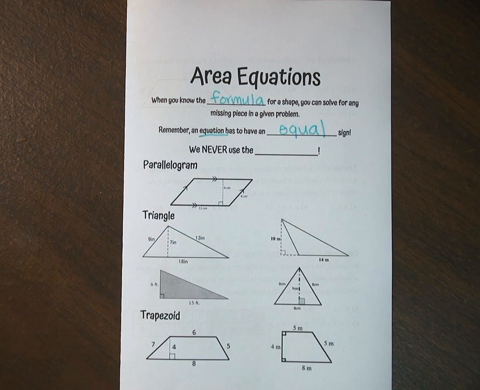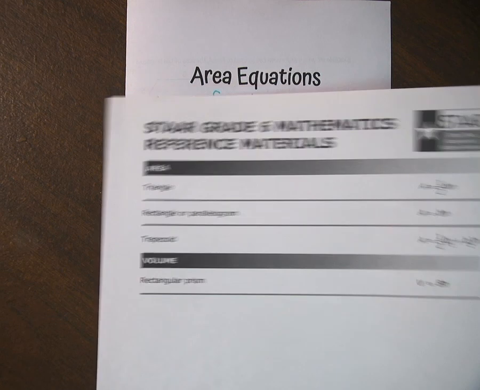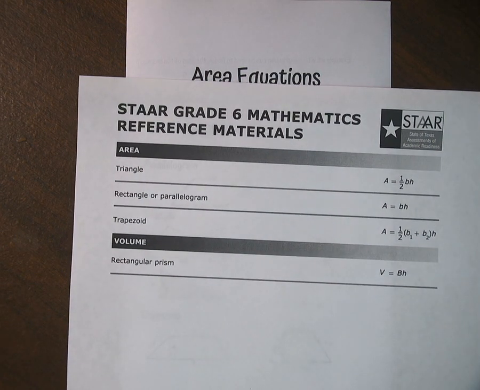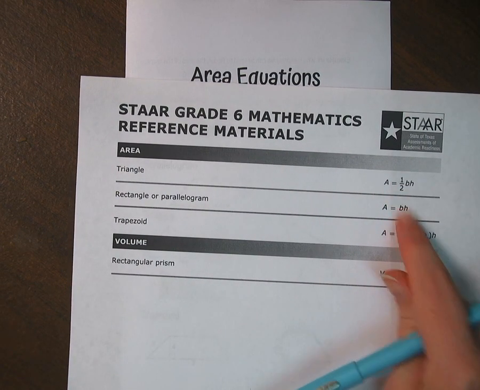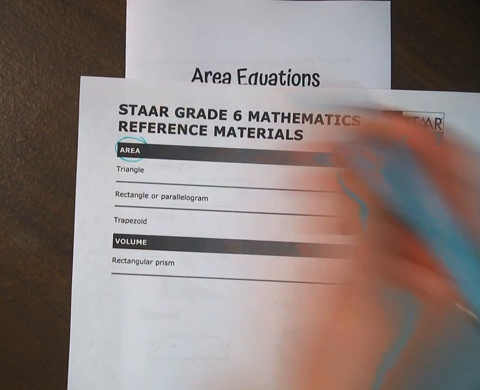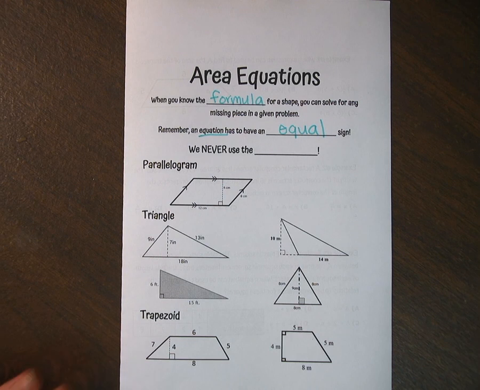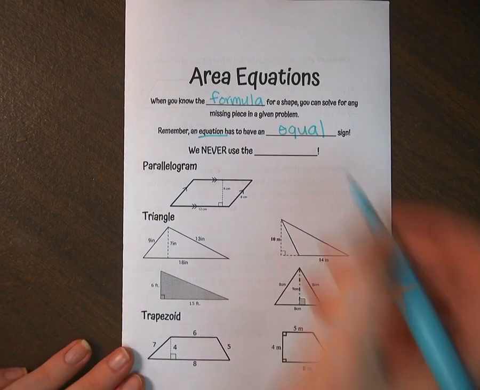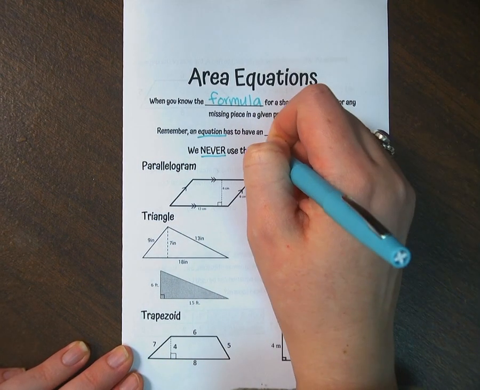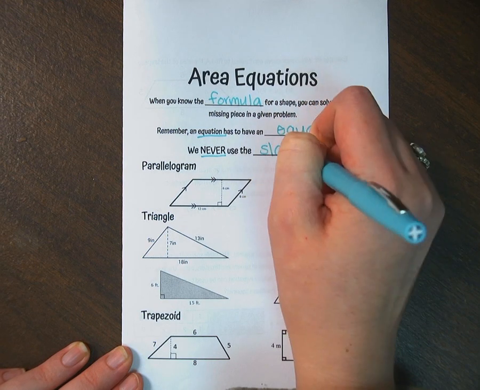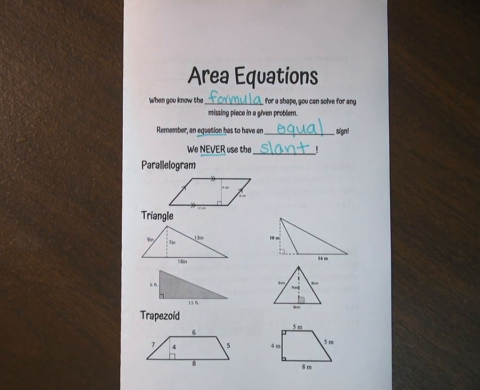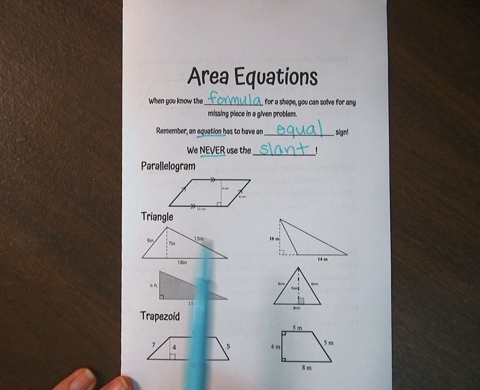And all of those formulas and equations come from our star chart, okay? So if you look, all of these for area are equations. They have that equal sign. And then we also need to know for the future that we never use a slant. Okay, so in 6th grade, we are going to work with parallelograms, triangles, and trapezoids.